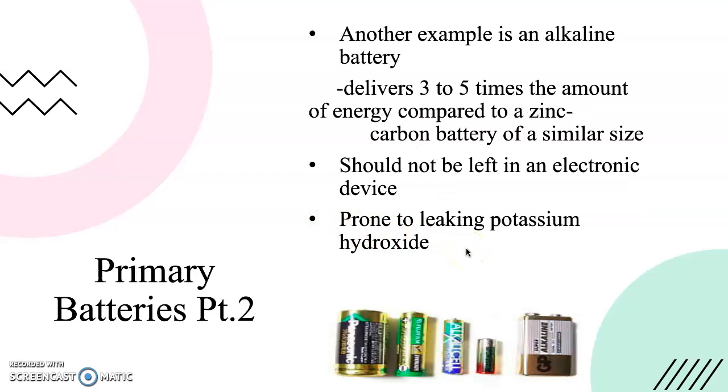They are manufactured in a way so that they have a very low self-discharge rate, unlike secondary batteries. Another example of a primary battery is an alkaline battery, which is able to deliver 3 to 5 times the amount of energy a zinc-carbon battery can make. These types of batteries should not be left in electronic devices and should be removed to store for long term, as they are prone to leaking potassium hydroxide, which is very toxic.